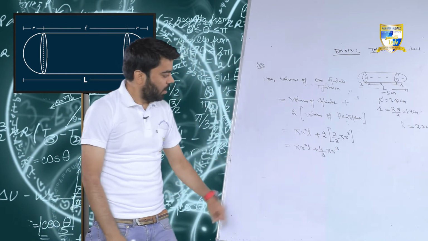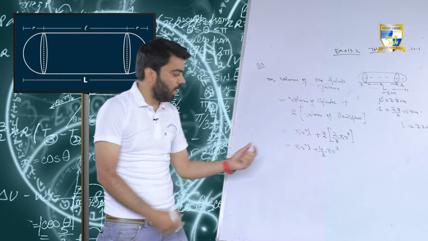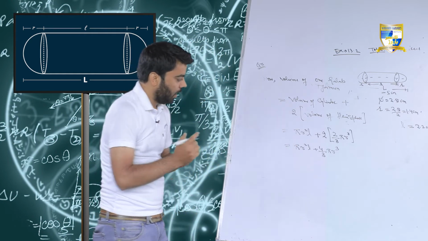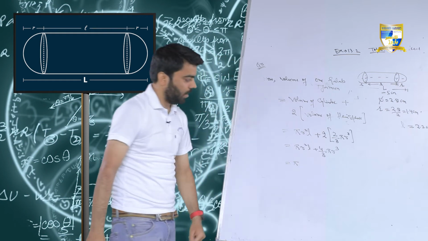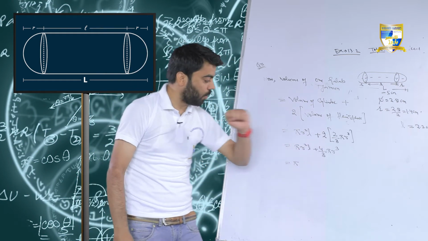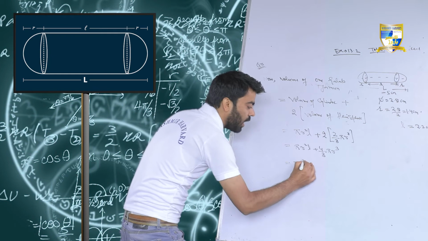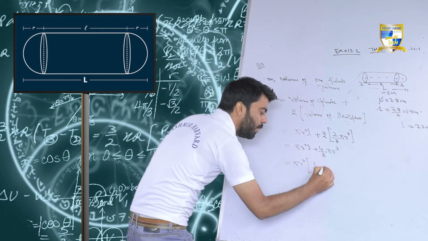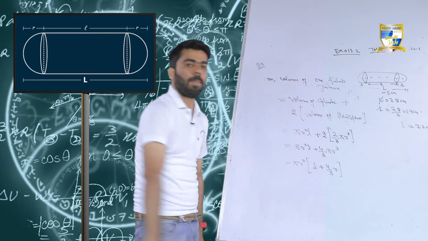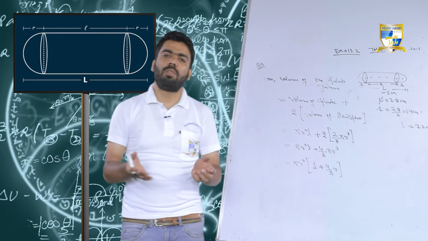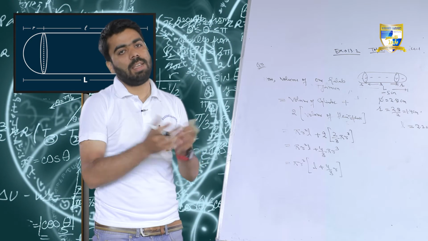Now, see which terms we can get common here. I can get pi common here, and then it's r square, it's r cube. I can get r square common. Then it's L plus 4 by 3 multiplied by r. Now only one thing: we have to substitute the values and get the answer.